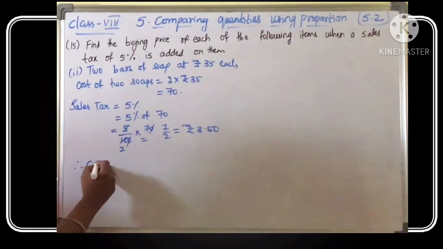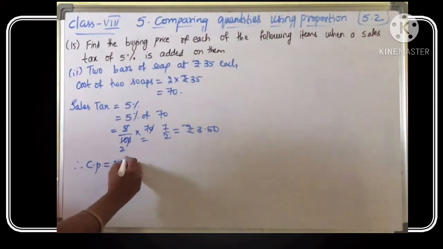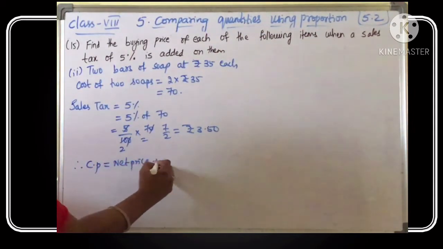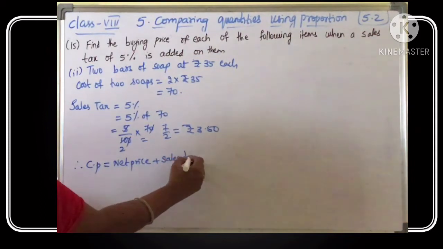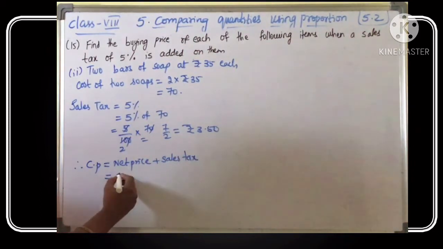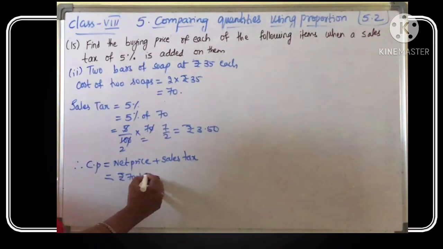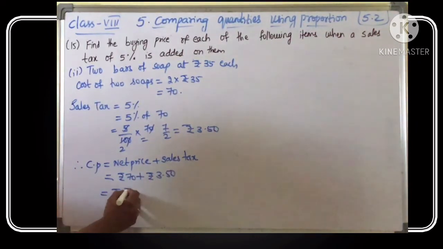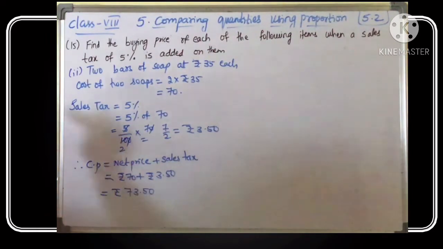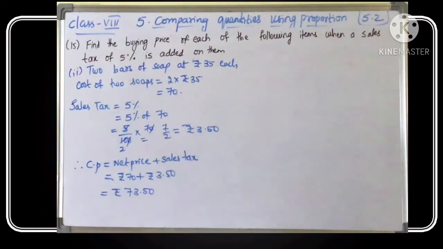Now we will find the cost price. Cost price is nothing but net price plus sales tax. So what is the net price here? Rupees 70, plus the sales tax of rupees 3.50. Now when you add, you will get 73 rupees 50 paise. So the cost price of the 2 soaps is 73 rupees 50 paise.